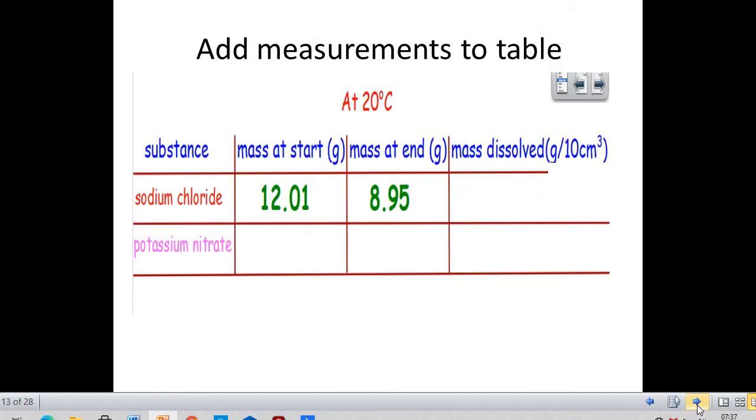So your table now should look, ignore this bit up here because that's off my screen, I've just taken a photograph of it. You should have 12.01, that was the mass at the start. Mass at the end is 8.95, so you can work out the mass dissolved. It's 12.01 take away 8.95. Now we're going to do exactly the same for potassium nitrate.